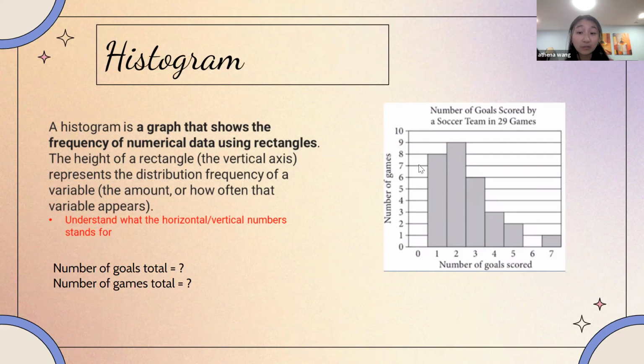The total number of games would just be the sum of the numbers on the y-axis over here. So it would be 8, 9, 6, 3, 2, because that is just the number of games that there are. That's the only thing that counts it.